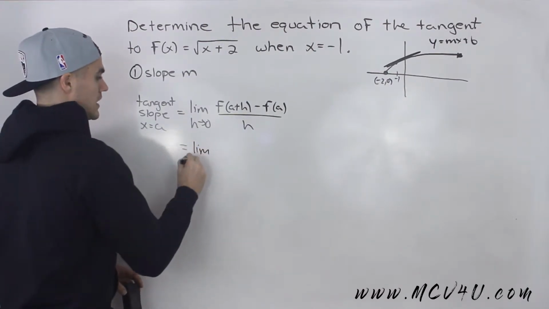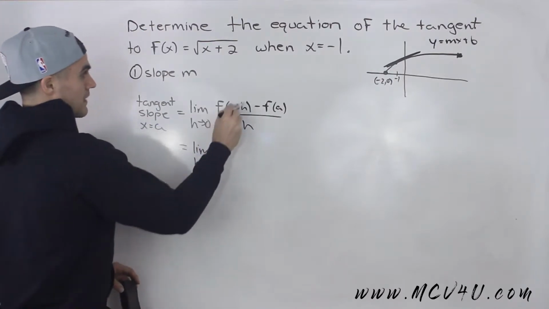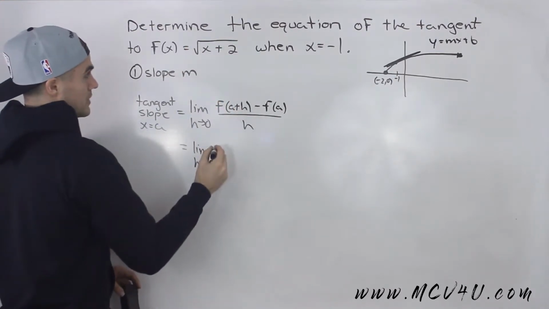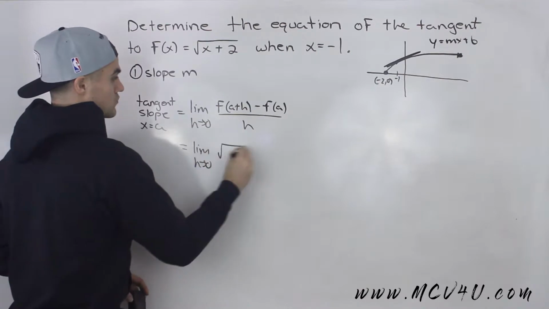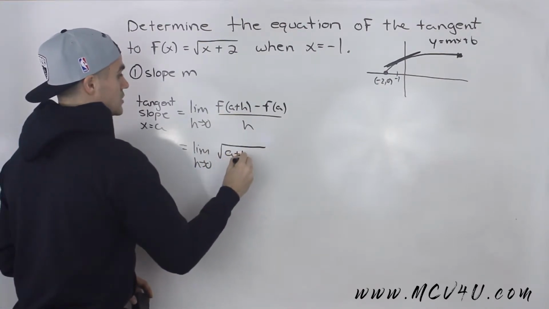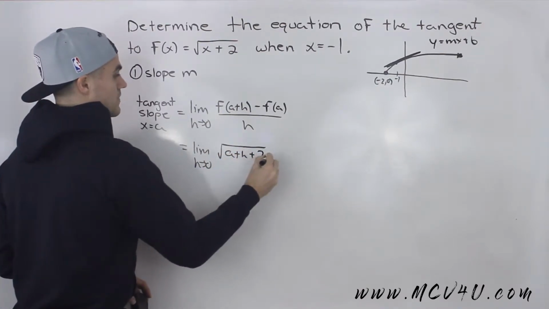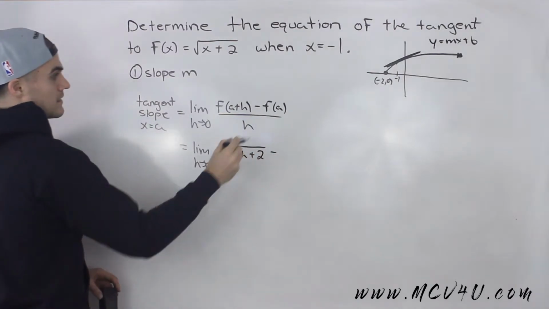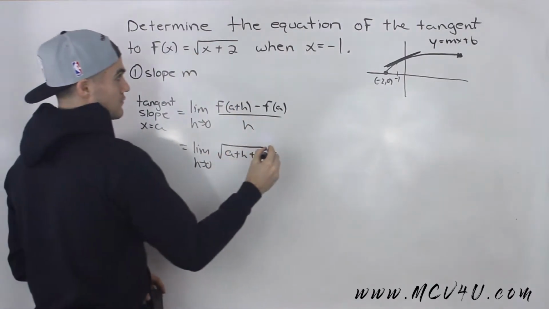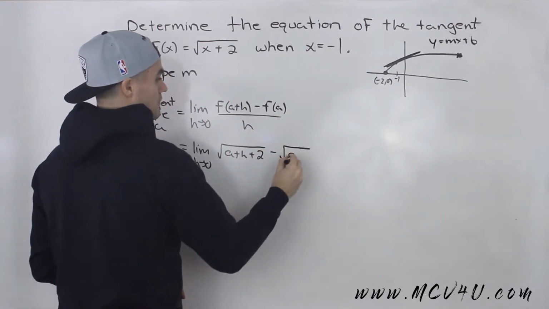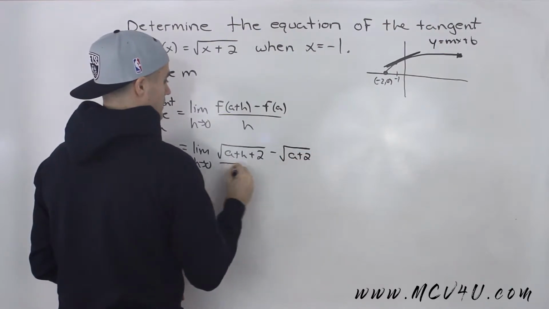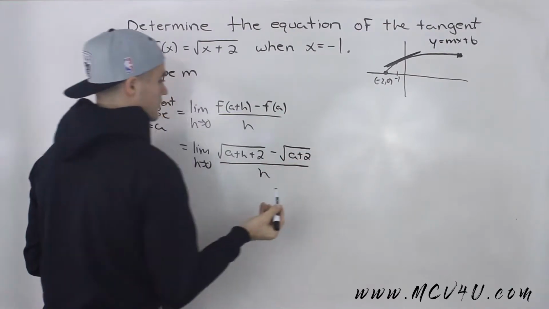So we got the limit as h goes to 0, f of a plus h. If we plug in a plus h for x, we'll have the square root of a plus h plus 2, minus f of a. If we plug in a for x, we'll have the square root of a plus 2 here. And this is going to be all over h.